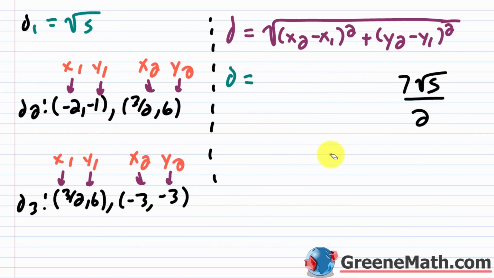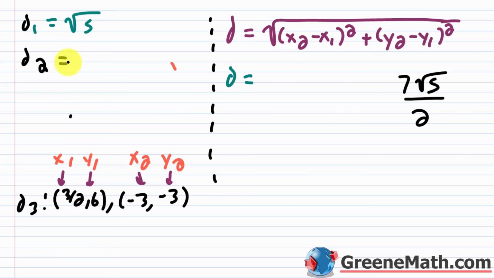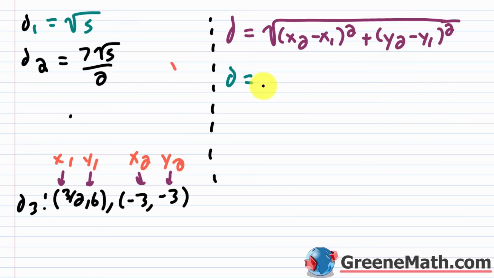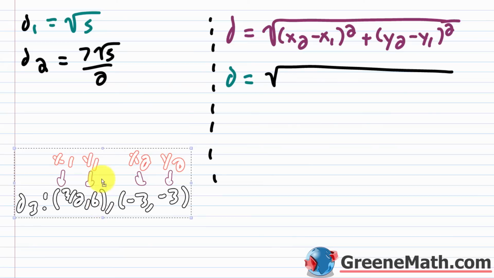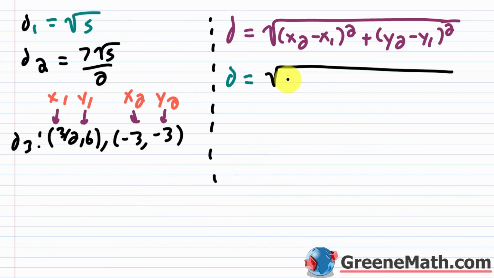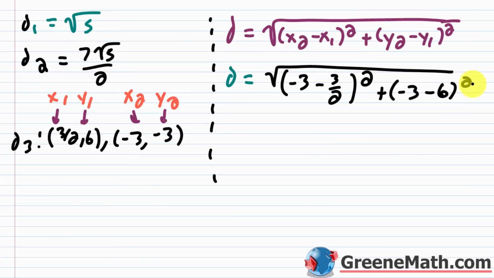So let me get rid of this. Let me bring this up and say this equals 7 times square root of 5 over 2, like that. Let me get rid of that and put my square root symbol back in. Get rid of this and slide this up just a little bit. So we would say that this is x sub 2, which is negative 3, and then minus x sub 1, which is 3 halves. So 3 halves. And then this is quantity squared. Plus for y sub 2, that's negative 3. And then minus for y sub 1, that's 6. And this is quantity squared.